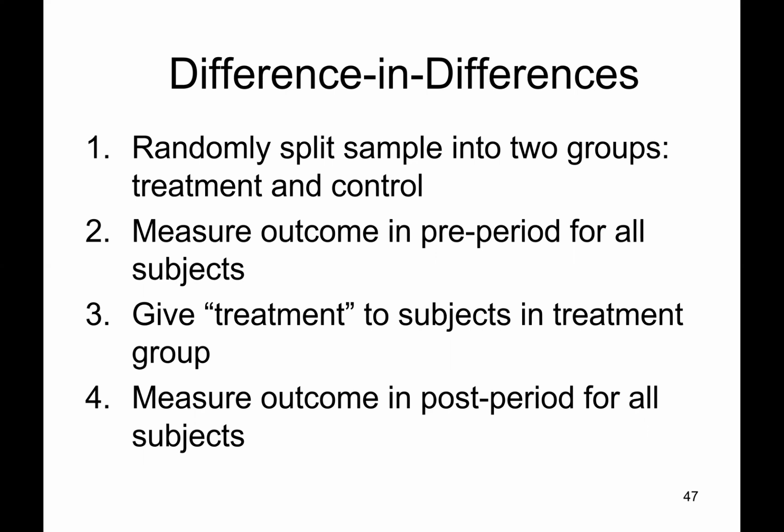So first, you randomly split the sample into two groups. So you've got your treatment, you've got your control. That all sounds familiar. Now, let's measure the outcome in the pre-period for all subjects, which I alluded to on the last slide. Next, you give the treatment. And remember, treatment here isn't necessarily like a pill or physical therapy or some medical treatment. It can be the policy variable. It can be some natural event. When we say treatment, we're just referring to whatever it is that we want to study the effect of. So you give the treatment to some subjects in the treatment group, and then you measure the outcome in the post period for all subjects.